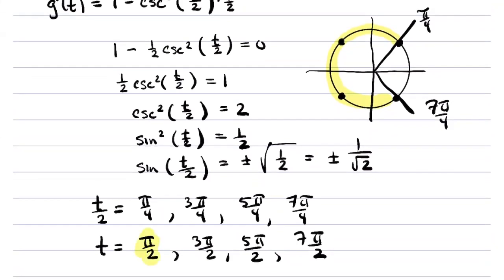Pi over 2 certainly does. Pi over 2 is an angle right there on the circle. 3 pi over 2 does as well, so we'll keep it. 5 pi over 2 is not in that range.